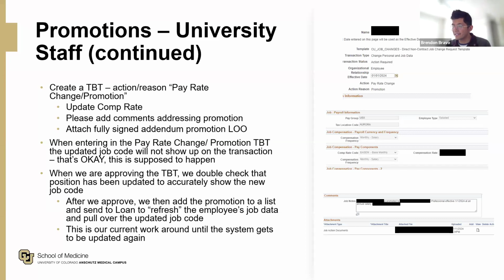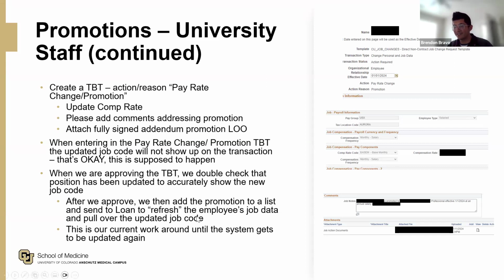And then when you're entering in the pay rate change promotion, the updated job code is not going to actually show up on this position. That's because when you're doing a promotion TBT, it's reflecting what your job data is showing, and job data is not showing that updated job code. So it's not going to show up on the TBT. That's totally fine. It's what's supposed to happen at this moment. When we are approving the TBT, we're double checking that you've updated the position to show that correct job code.